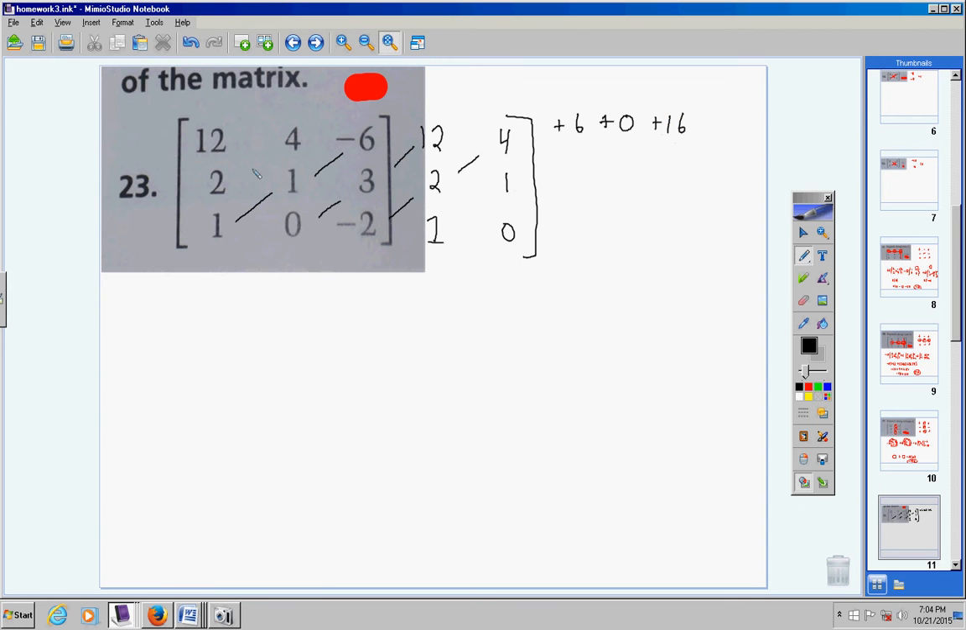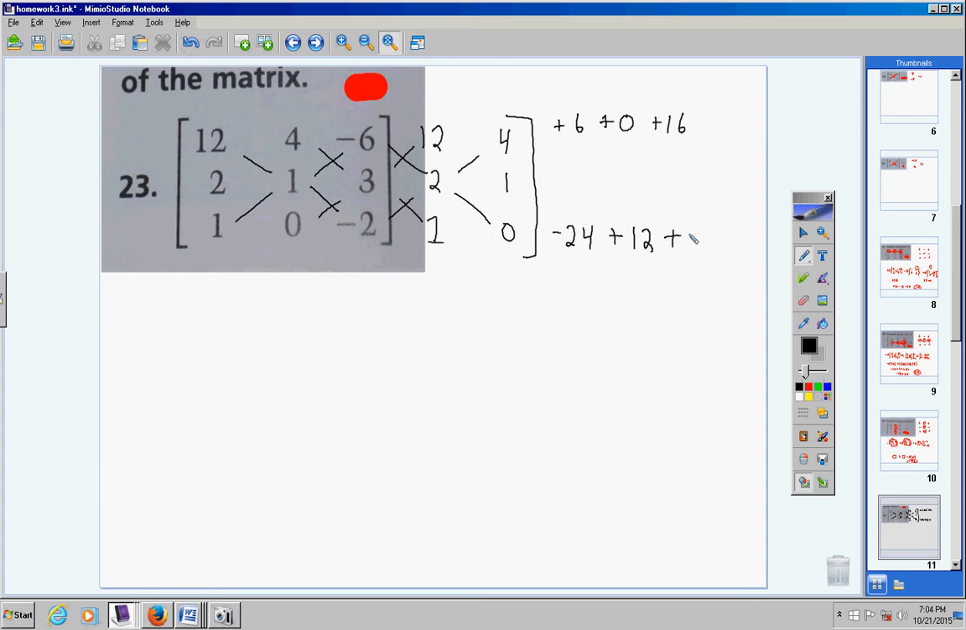Now multiply down. 12 times 1 times negative 2. That's going to give you a negative 24, and we do not change the sign. Then 4 times 3 times 1, that's going to give us a positive 12, and we leave it a positive 12. Then we multiply diagonally down. 6 times 2 times 0 will give us a 0.